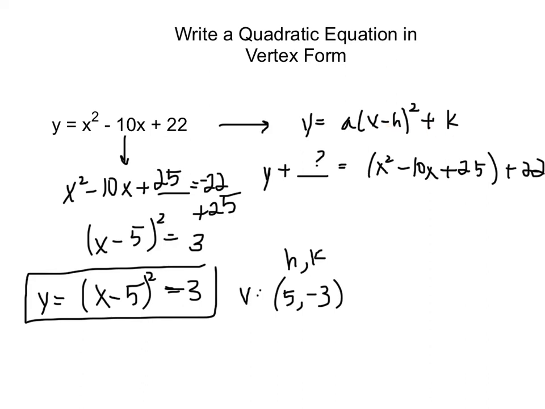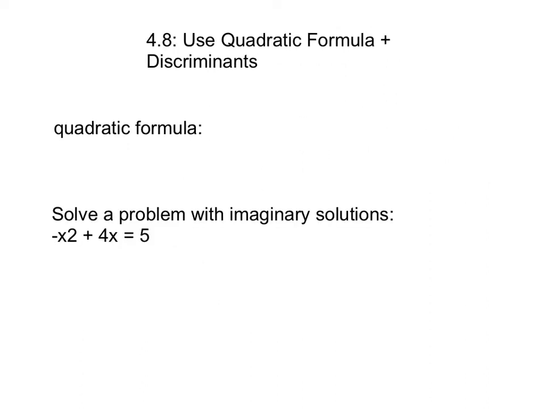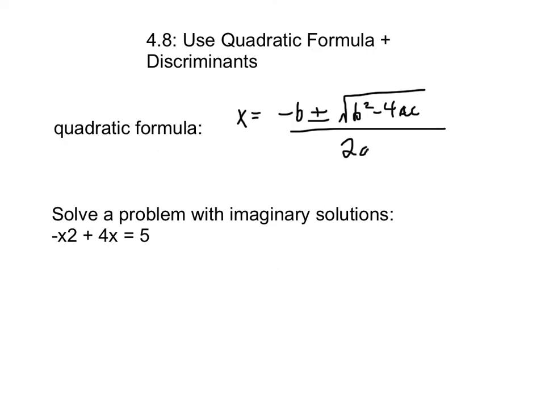So section 8 of chapter 4 is titled Use Quadratic Formula and Discriminants. Just as a reminder, our quadratic formula is x equals negative b plus or minus the square root of b squared minus 4ac, all over 2a. The discriminant is this part of the quadratic formula.